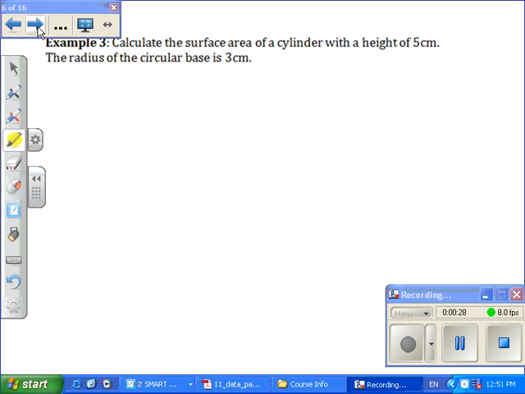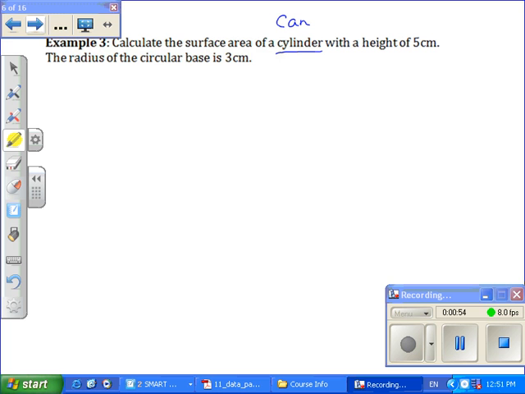And in example 3, we're asked to calculate the surface area of a cylinder. A cylinder is a lot like a can. A can is simply the shape of a cylinder. And we're given some dimensions. We have a height, h is equal to 5 centimeters, and it says the radius of the circular base is equal to 3 centimeters.